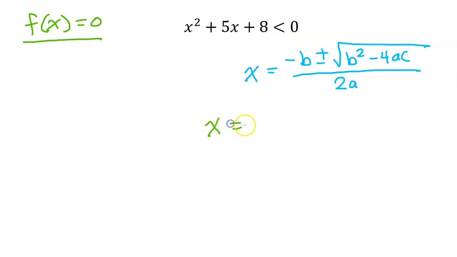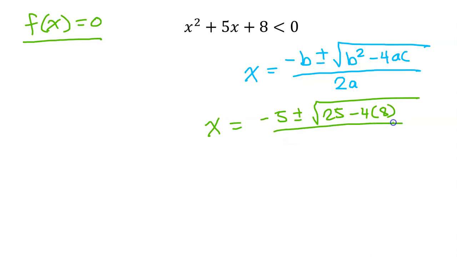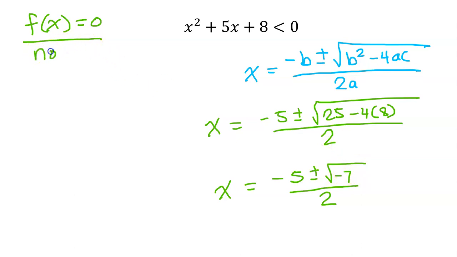So we have x is equal to the opposite of b, so that'll be -5, plus or minus the square root of b squared, so 25 minus 4 times a, which is 1, so I won't really write it, times c, which is 8, all over 2a, well, 2 times 1 is just 2. But 4 times 8 is 32, so we have 25 minus 32, which is -7. You can't take the square root of a negative number, that's imaginary. That means there are no critical values.